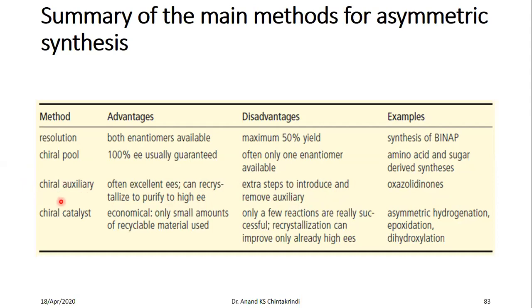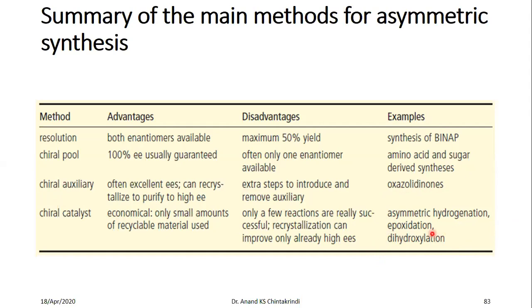The last method is chiral catalyst. It is quite economical because only a small amount of recyclable material is required. We have seen the ruthenium catalyst, wherein it is required in less than 1%. However, the scope of the reaction using this kind of chiral ligand is very limited, and recrystallization can only improve what is already high in enantiomeric excess. So the examples are asymmetric hydrogenation, epoxidation and dihydroxylation.